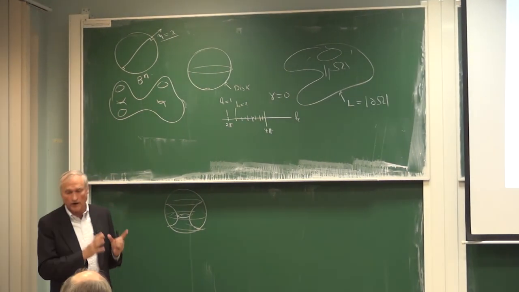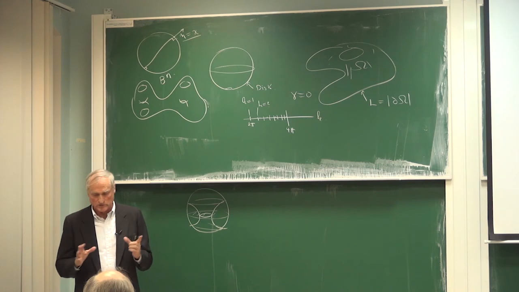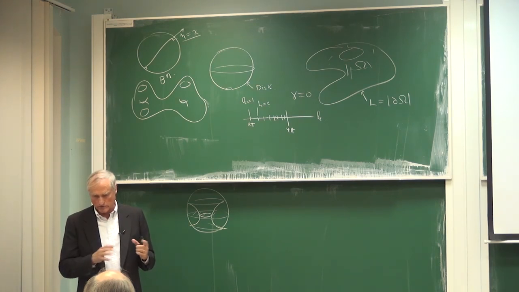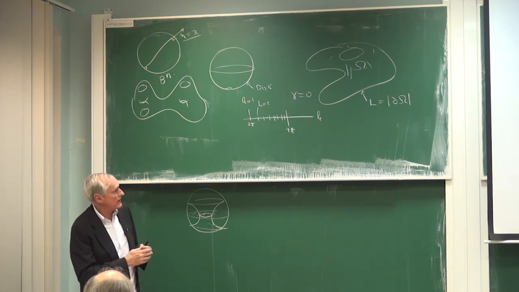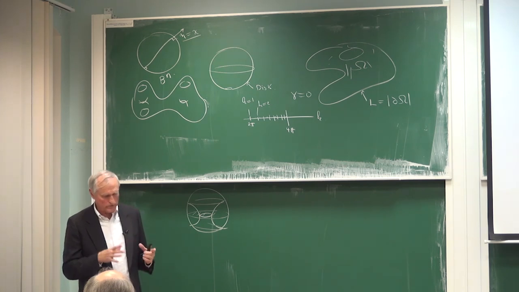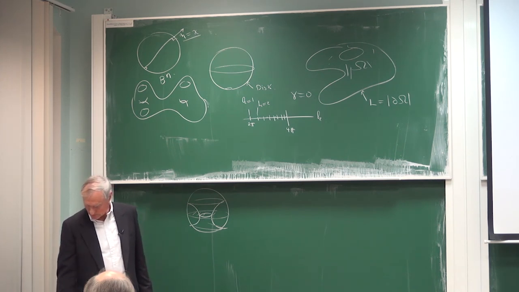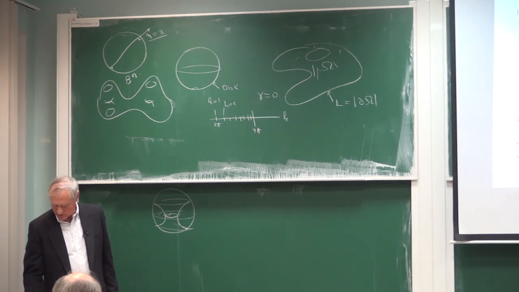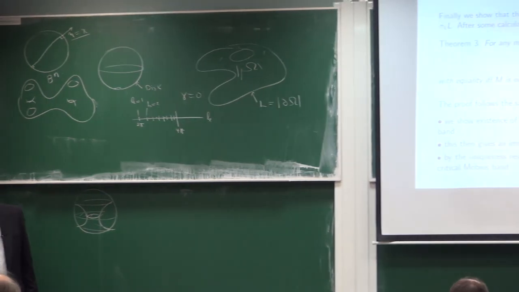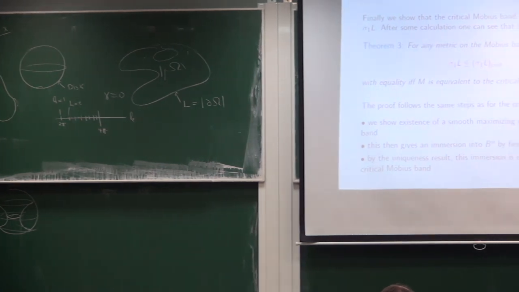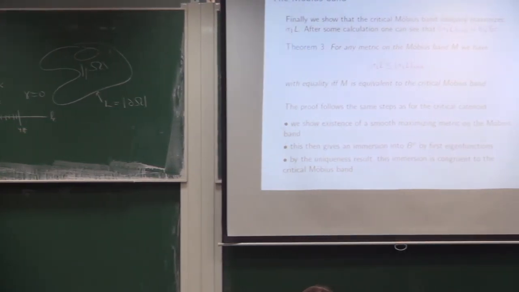So the proof is pretty hard. It's nothing like the Weinstock proof, in the sense it's not nearly so simple as that. There's this hard analytic theorem which asserts the existence of a maximizer, and then there's a uniqueness theorem which characterizes the maximizer. Let me skip the proof of the k going to infinity, since I'm going to run out of time. But the proof for the Mobius band is similar. It follows the same steps: the existence of the metric, and then the maximizer.